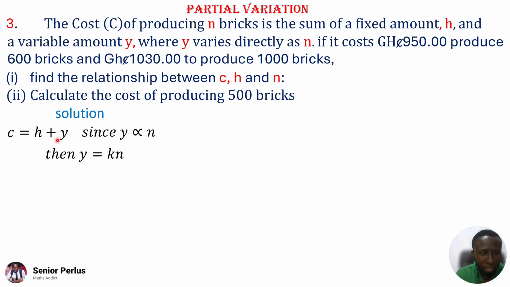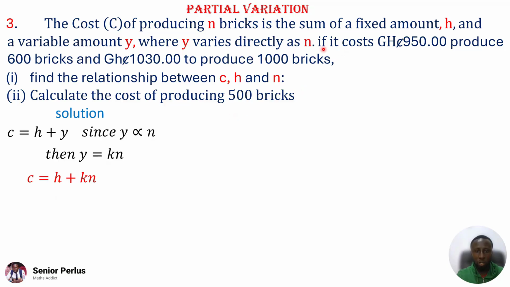So now our y is equal to what? Kn. So the y here is equal to Kn. Let's do the substitution in here. That's where we got what? C equals h plus Kn. So this is the equation that they are describing. So you see, you have to understand the expression. Then, so this is our equation.